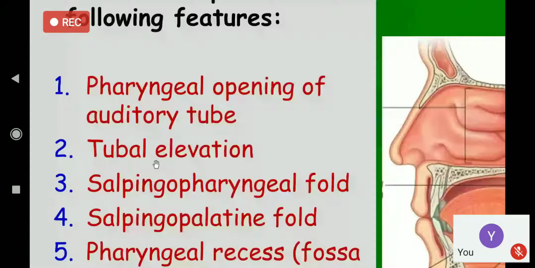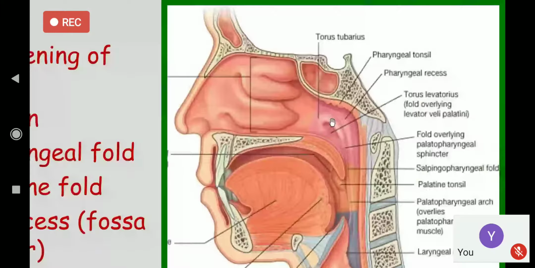Now next is why this is known as a tube. This one is known as tube because over here we have the opening of the auditory tube. Now, what is another name for the tube? The tubal elevation, we call it salpingo, because for the fallopian tube as well, you just recall, we call it salpingo. So the tube is given as salpingo.